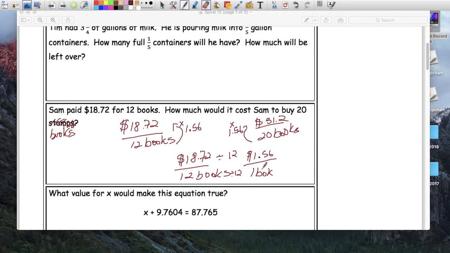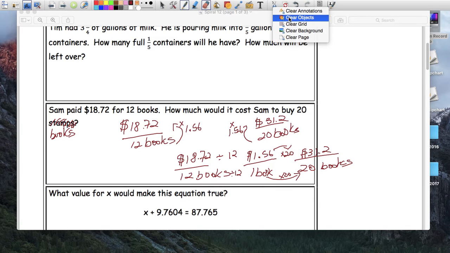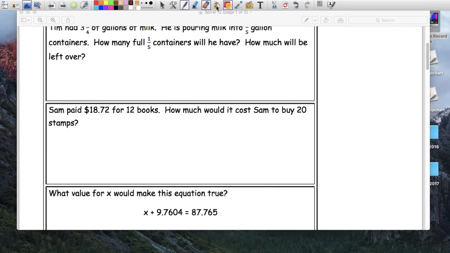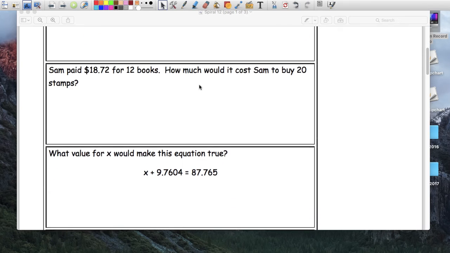So now that I know that one book costs $1.56, and I want to find out how much 20 books cost, it's times 20 over here, and you get 31.2. So either method that you show would have counted. So equations is coming. We're going to be working with equations soon.